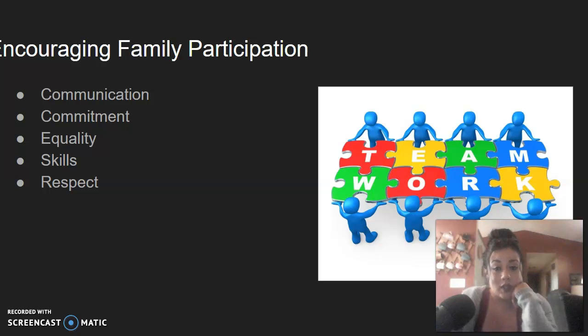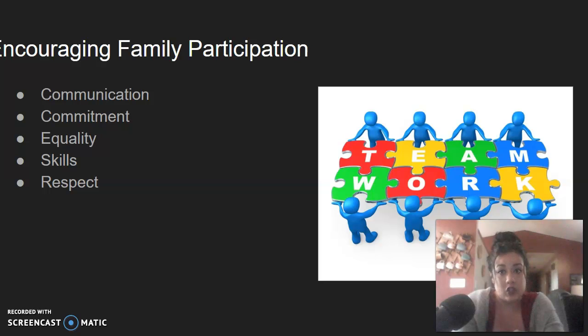And in this process, we want to encourage family participation. It's a team. We want to make sure that parents feel comfortable coming to us, and what we can do to do that is communication, commitment, equality, skills, and respect. So in our assessment process, and through the IEP, we want parents to feel comfortable being part of the team because we need their help. Communication is key.